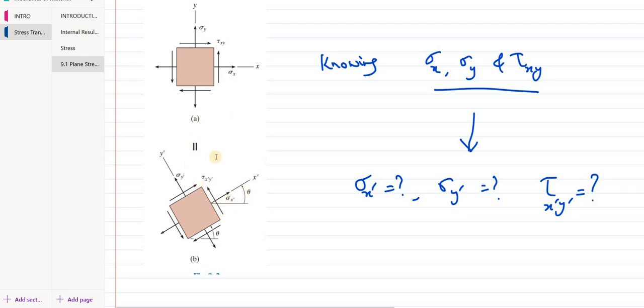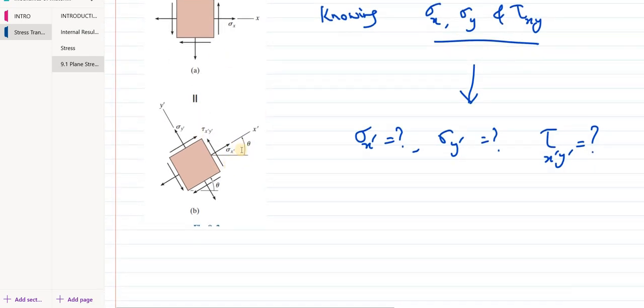Right now we are showing everything in the positive direction: sigma x prime along positive x prime, sigma y prime along positive y prime, and similarly tau x prime y prime acting on the positive x prime face and acting in the positive y prime direction. So all of these are right now in the positive direction.